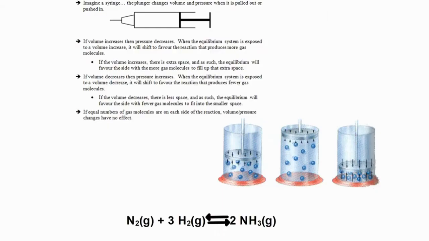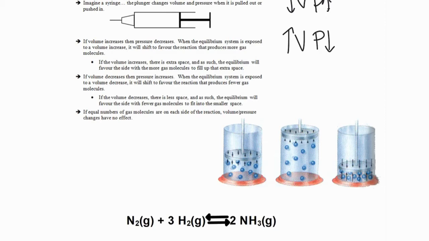The next way that we can stress a system is by changing the pressure. If you think back to Chem 20, we talked about Boyle's law, which is if we decrease the volume of a container, the pressure goes up. If we increase the volume of a container, the pressure goes down. So there is an inverse relationship between volume and pressure. Now, equilibrium will shift to counteract whatever stress is imposed on the system. So if pressure goes up, the system wants to decrease the pressure. If pressure goes down, the system wants to increase the pressure.